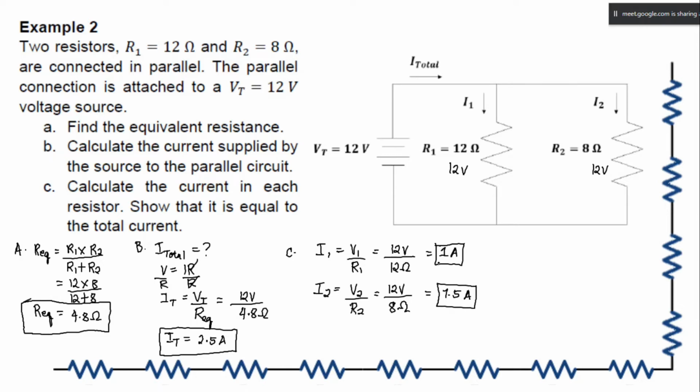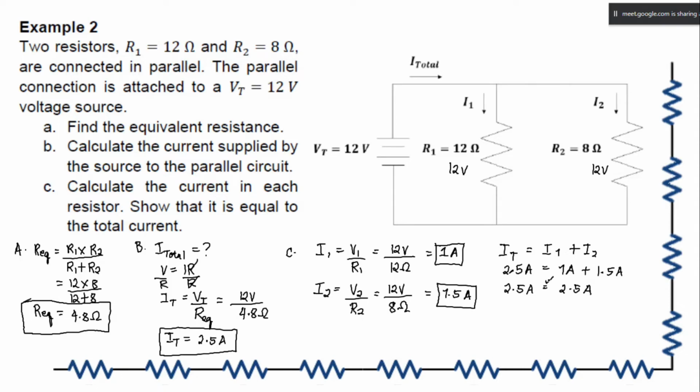Now, let's show the summation of these is equal to the total current natin. So, let's have I sub t is equal to I sub 1 plus I sub 2. I sub t, that is 2.5 amperes. Then, ang I sub 1 po natin, that is 1 ampere. At saka ang I sub 2 natin, that's 1.5 amperes. So, 2.5 amperes equals 1 plus 1.5, that is 2.5 amperes. And they are equal. Tapos na po tayo sa network with resistors that are connected in series and in parallel.